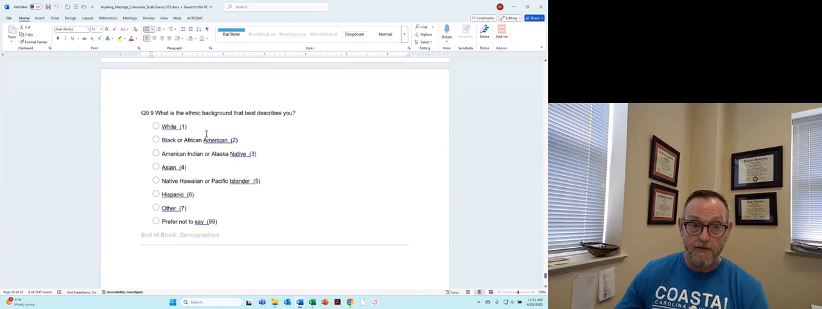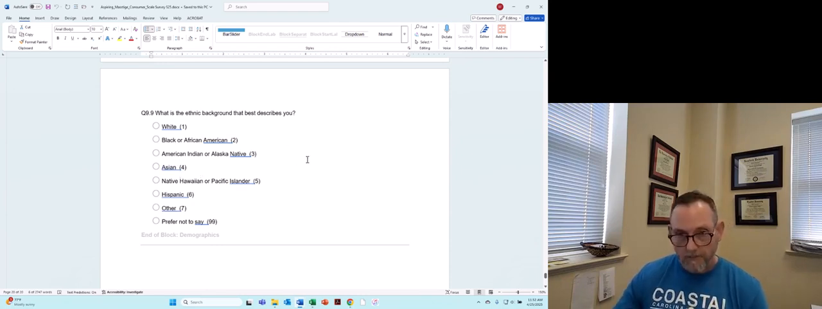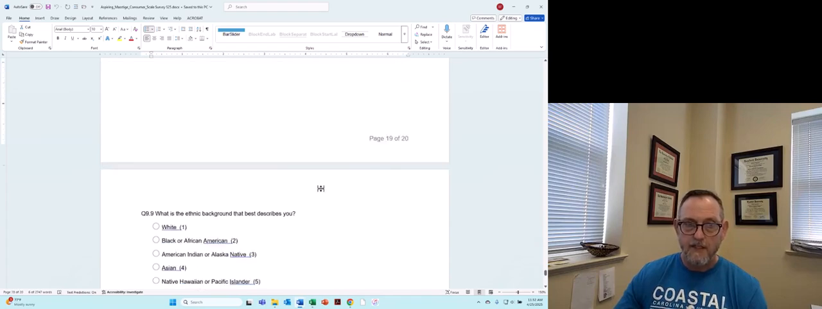Ethnicity, we have these codes. Again, the codes are there. Remember, this is nominal data, so 1 is not better than 2 or better than 3. 3 is not better than 4, anything like that. It's just a marker, just a label at that point. 1, 2, 3, 4, 5, 6, and 7 is other, and then 99 is there.